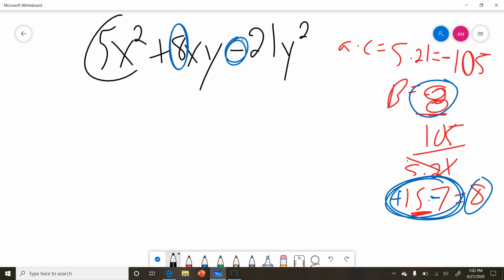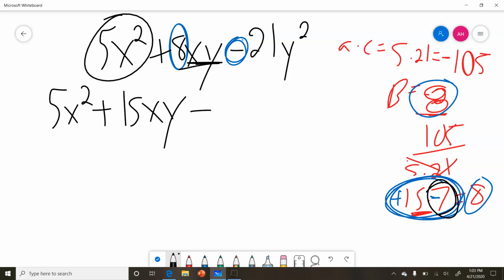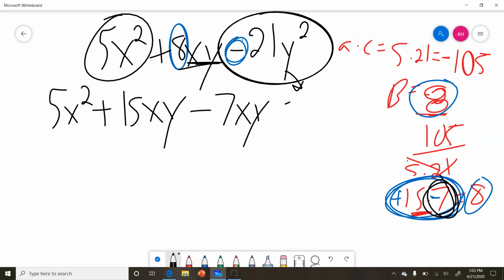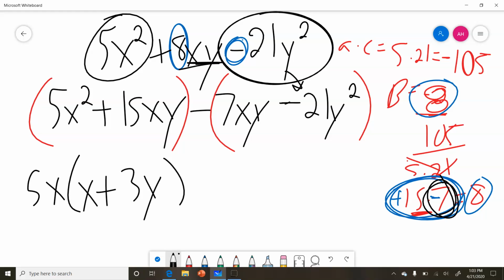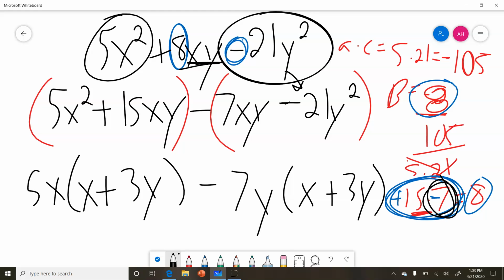Okay, so now I come up here. The 5x squared stays the same. Then I do plus 15. Key part here, I take the x and the y with me. And then I do minus, now go back down here to the negative 7, 7xy. And then this negative 21 just comes straight down from negative 21y squared. Now I do my grouping here and here, okay? And I pull out of this first one 5x, and I get x plus 3y. And then on this one, I pull out a 7y, and I get x, and then because this is a minus, I get plus 3y.